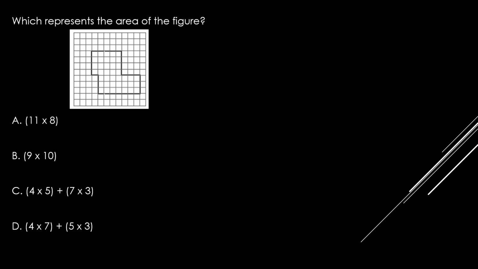Which represents the area of the figure. So here what we want to do is make 2 boxes. On this top box I have 4 times 5. On this bottom one I have 3 times 7. So 4 times 5 plus 7 times 3.